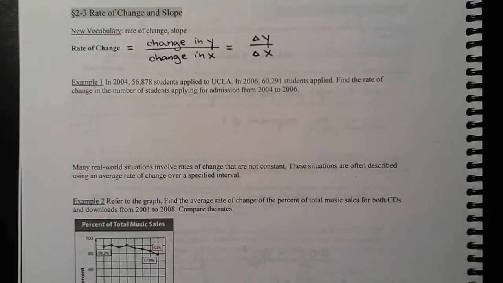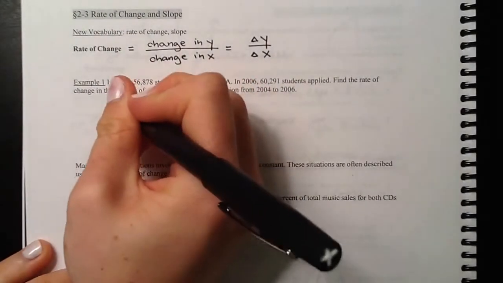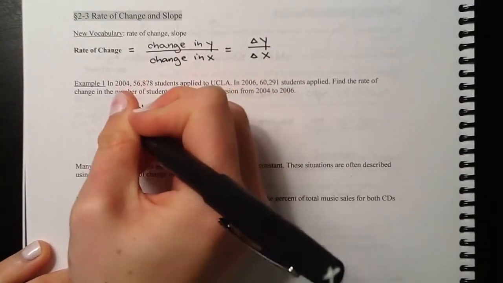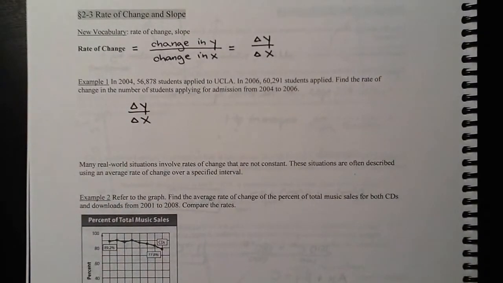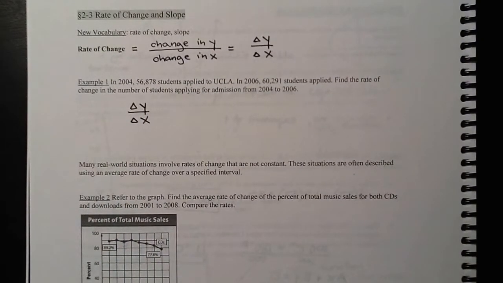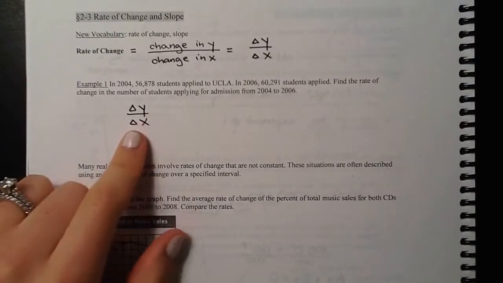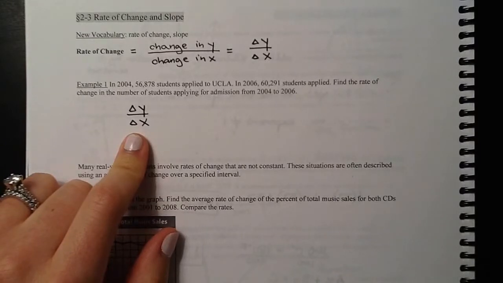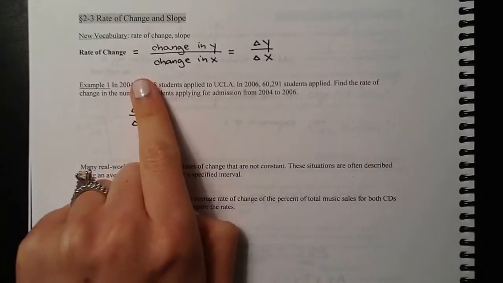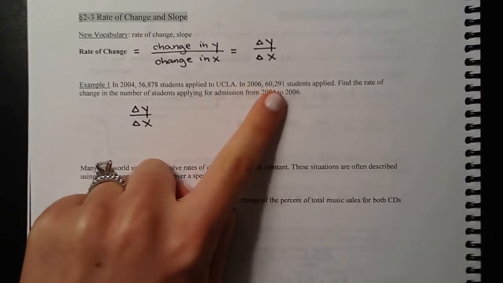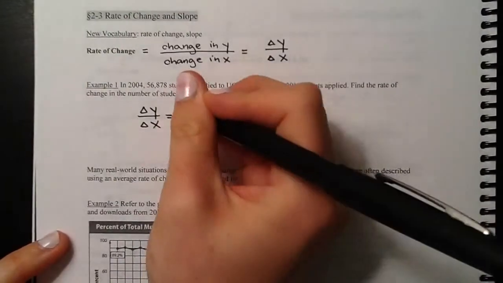So we set up change in y over change in x. So we've got delta y over delta x. If you're ever wondering which one should be the y and which one should be the x, remember y is your dependent variable. It changes as something else changes. X is your independent variable. That's something that you don't really have control over. Time is changing no matter what you do. So x is going to be your independent variable, whereas the number of students applying is going to be your dependent variable.